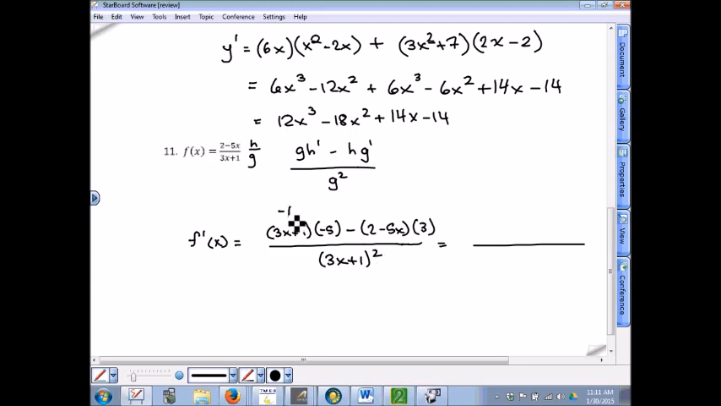So this is negative 15x minus 5 minus 6 plus 15x. So the 15x's would cancel, and negative 5 minus 6 is negative 11. And you can multiply this out if you want, or you can just leave it as 3x plus 1 squared. I'm not too concerned about that there on the bottom.